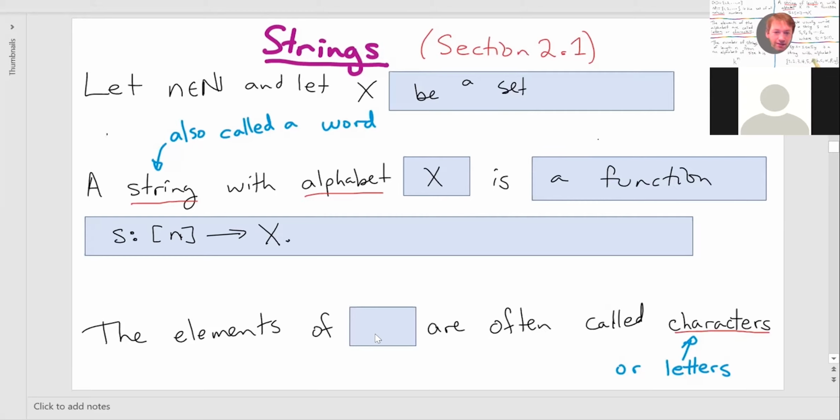The elements of x, so x is the alphabet, right? And the elements of x are called characters or letters, or symbols perhaps, basically whatever. Also strings are sometimes called words. So to address the question, strings don't have to be one-to-one, so you can use the same letter many times.